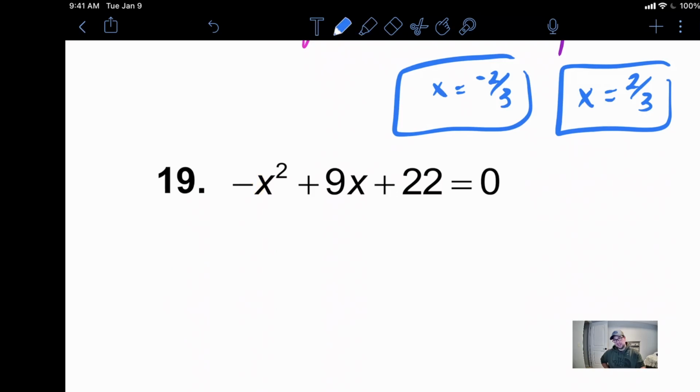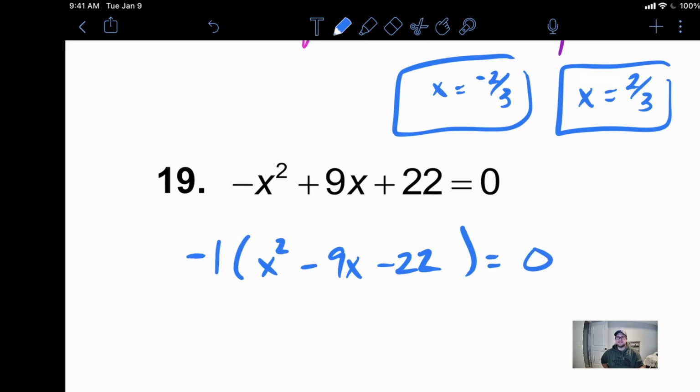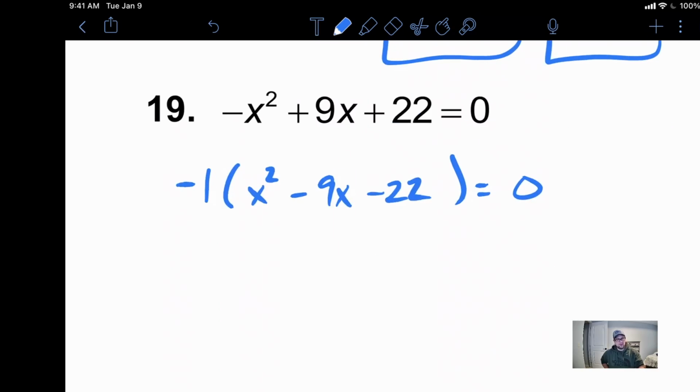So what we need to do is to divide the negative out. So if I pull negative 1 out of each of those terms, that will make this into a positive, it will make this into a negative, and it'll make this into a negative. Basically, pulling out the negative 1 just changes the sign on everything else. And that's going to be equal to 0. Now, this is something that we know how to factor.